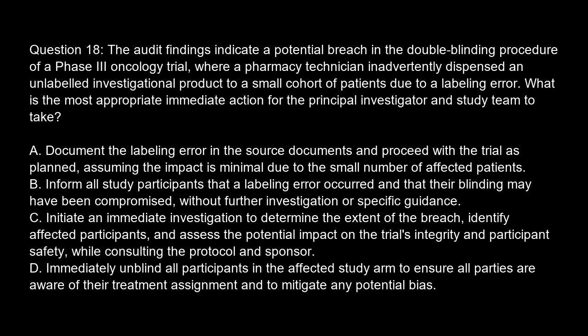Option C. Initiate an immediate investigation to determine the extent of the breach, identify affected participants, and assess the potential impact on the trial's integrity and participant safety while consulting the protocol and sponsor. Option D. Immediately unblind all participants in the affected study arm to ensure all parties are aware of their treatment assignment and to mitigate any potential bias.